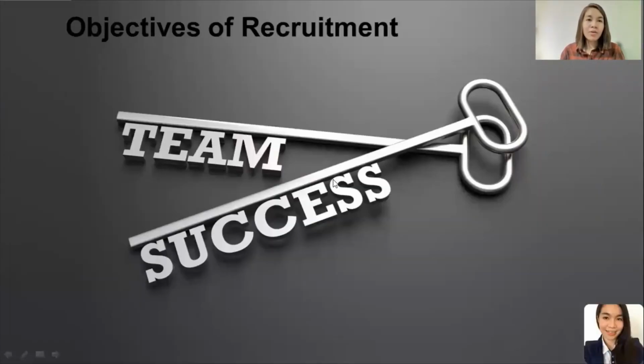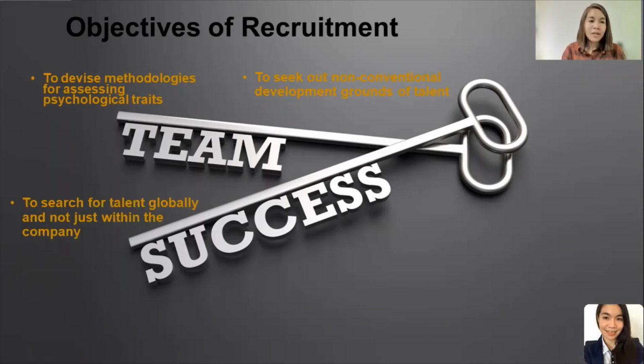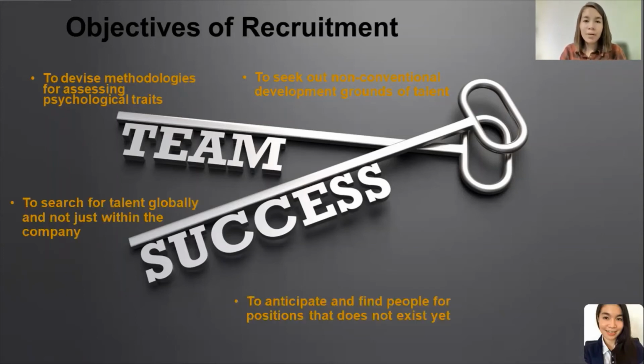Here are some other objectives of recruitment: to devise some methodologies for assessing psychological traits, to seek out non-conventional development grounds of talent, to search for talent globally and not just within the company, to anticipate and find people for positions that do not exist yet, and to design entry pay that competes on quality but not on quantum.